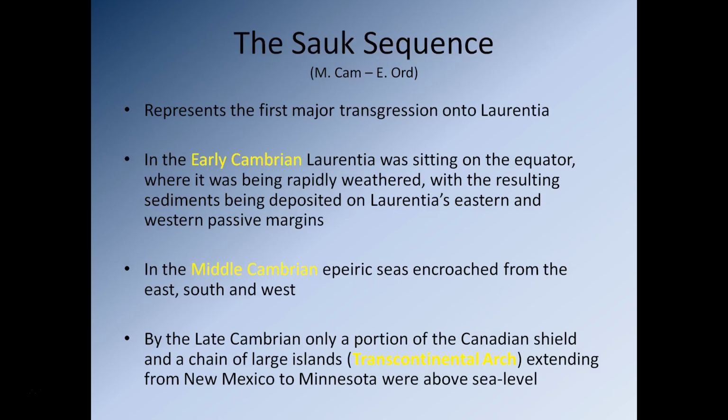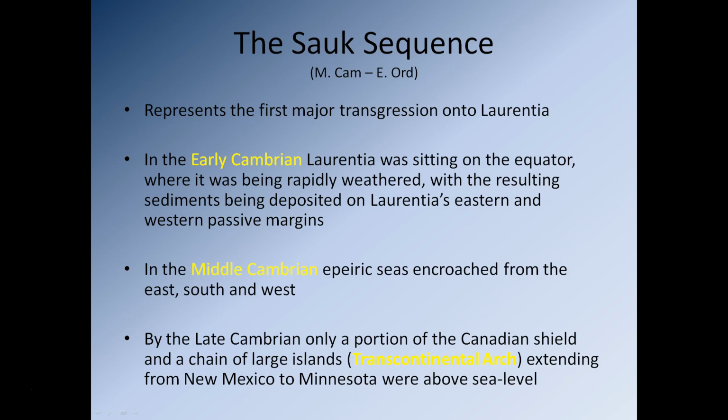Alright, so let's start with the Sauk sequence. So that makes its appearance in the Middle Cambrian and it goes through to the early Ordovician. So it represents the first major transgression onto Laurentia. So in the early Cambrian, Laurentia was sitting approximately on the equator, where it was being rapidly weathered, with the resulting sediment being deposited along the eastern and western passive margins. So we had huge rivers cutting across the continent, dumping sediment on the east and western coasts.